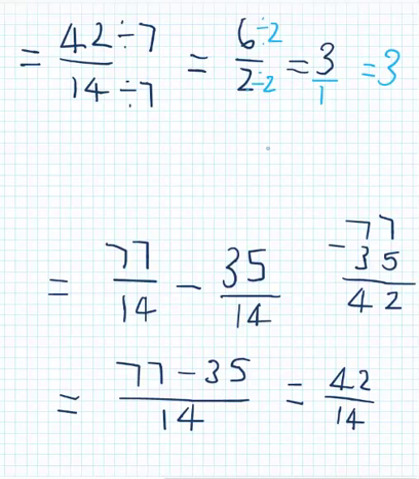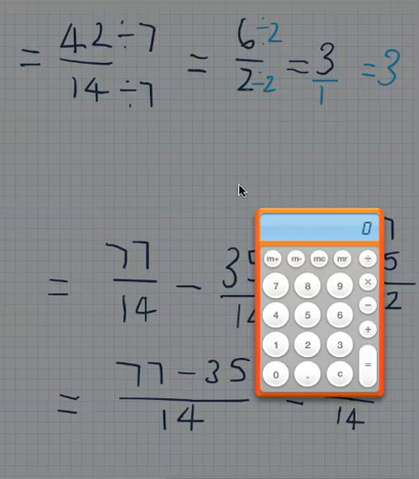And let's just make sure I didn't make a mistake. I'll just bring my calculator up. And let's just double check, is 42 divided by 14 going to give me 3? So 42 divided by 14, it does give me 3. So I've done the right thing. So I could have gone straight away 42 divided by 14, but I don't know my 14 timetables or my 42 timetables. So I had to simplify to realize.